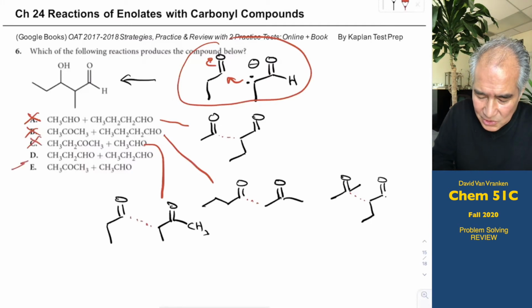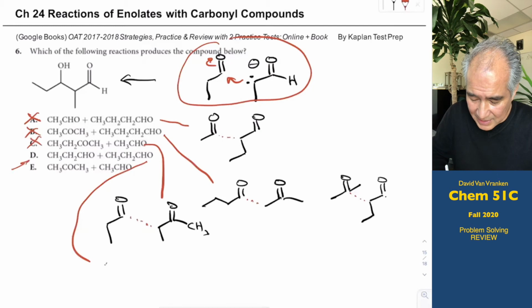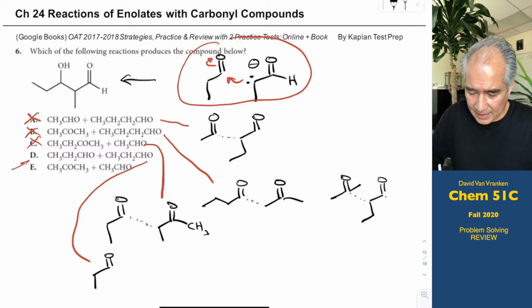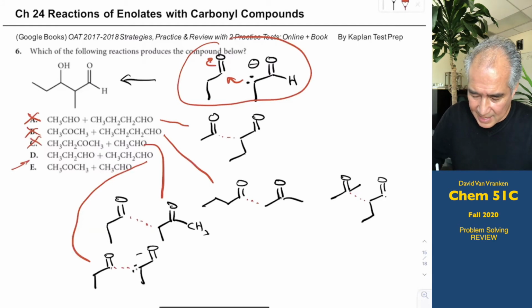I'm looking at choice D here, and that's looking pretty promising. Boy, I'm running out of room here. Let's draw those out. That's exactly the combination that I showed you up above. This is going to be the right answer. It's propanal, a 3-carbon aldehyde, with another propanal, and that's looking pretty good. That's the one that's going to lead to the product, so that's yes.